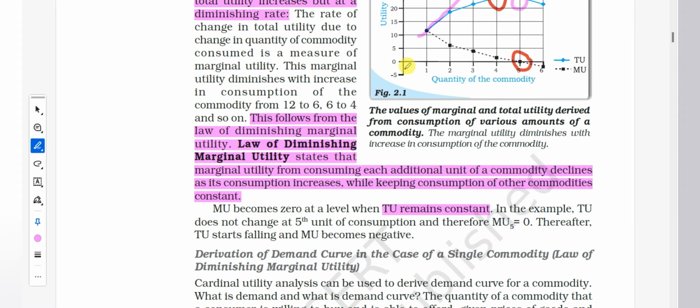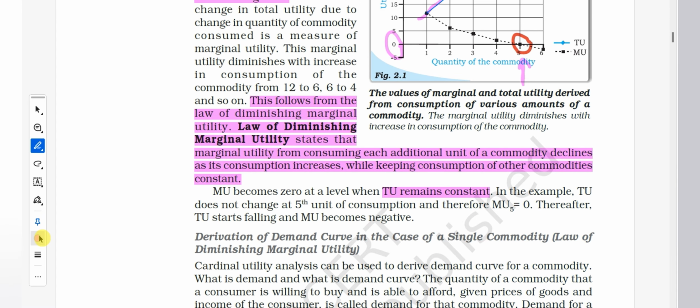Now it's saying where our marginal utility is becoming zero at this fifth commodity bundle, the total utility is constant. Just remember it. There are many times where they ask, when the marginal utility is zero, the total utility is what? So you'll simply say constant.